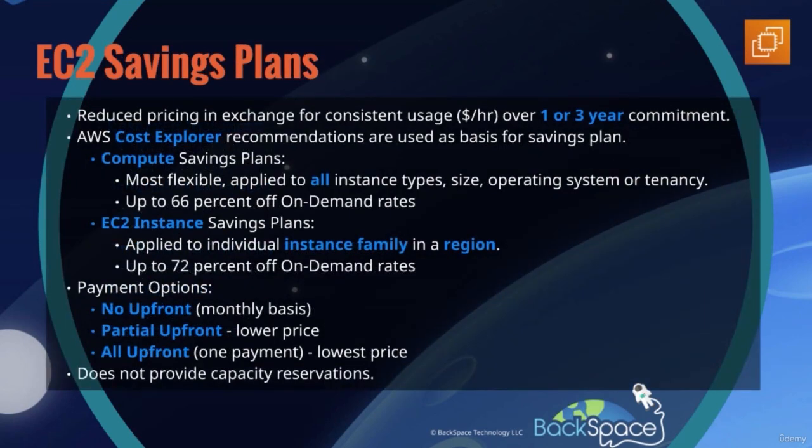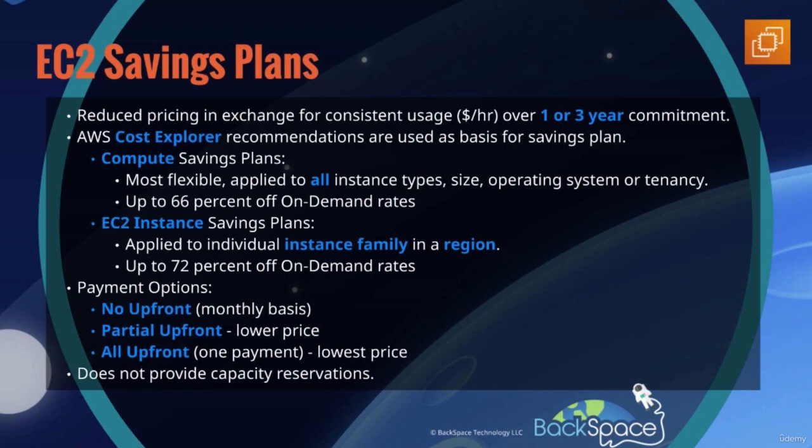Another way that you can reduce your EC2 costs is through a savings plan. That allows for reduced pricing in exchange for consistent usage in dollars per hour over a 1 or 3 year commitment. The difference between this and a reserved instance is that this is based on your historical usage in the AWS Cost Explorer. And those recommendations within the AWS Cost Explorer will be used as a basis for that savings plan.